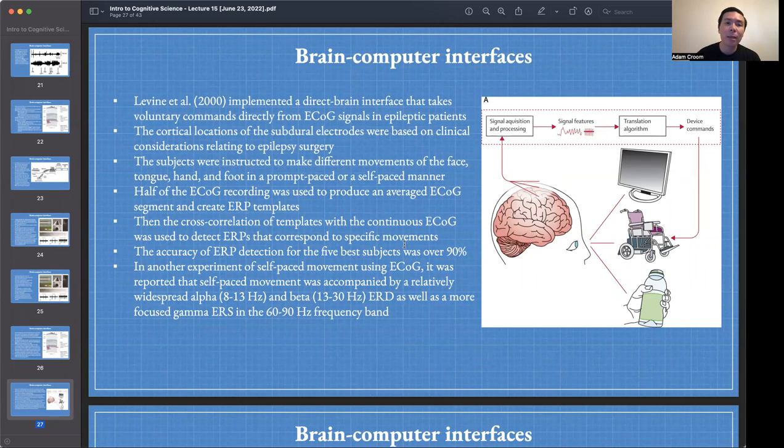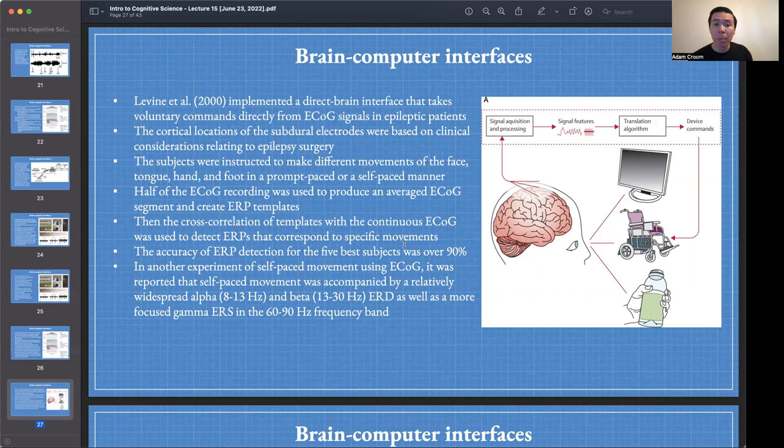Levine and colleagues implemented a direct brain interface that takes voluntary commands directly from ECOG signals in epileptic patients. The cortical locations of the subdural electrodes were based on clinical considerations relating to epilepsy surgery. The subjects were instructed to make different movements of the face, tongue, hand, and foot in a prompt-paced or self-paced manner. Half of the ECOG recording was used to produce an average ECOG segment and create ERP, or event-related potential, templates.